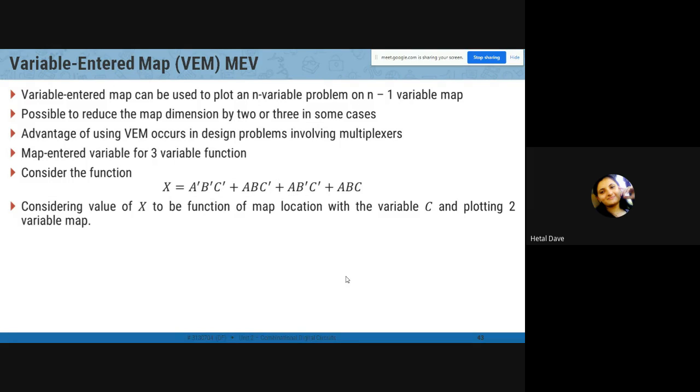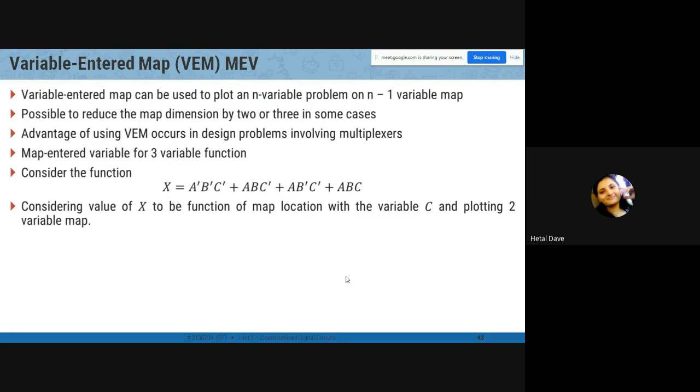So here, if you are having three variables in your function, please listen carefully. If you are having three variables in your function, take two variables to draw the map. Again, I would like to repeat: take two variables to draw the map, and take the third variable to be entered. Here you can take either A or C to be entered. I am going to take C to be entered, so A and B are taken to draw the map.